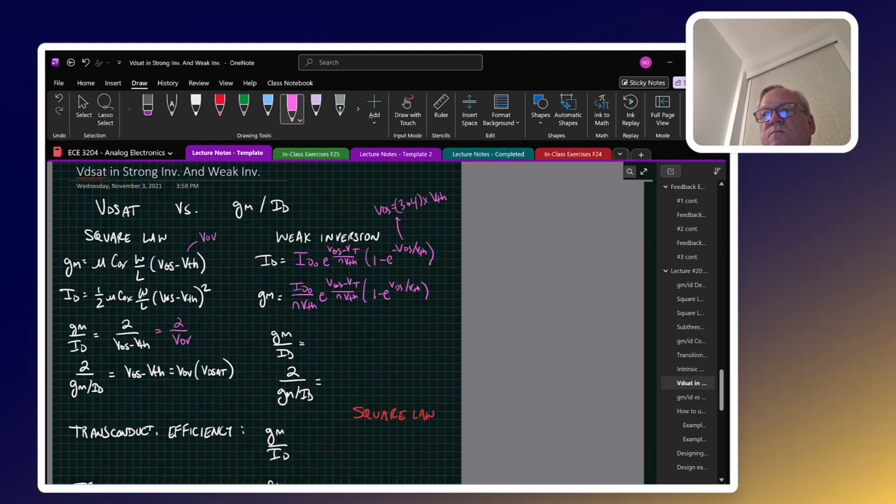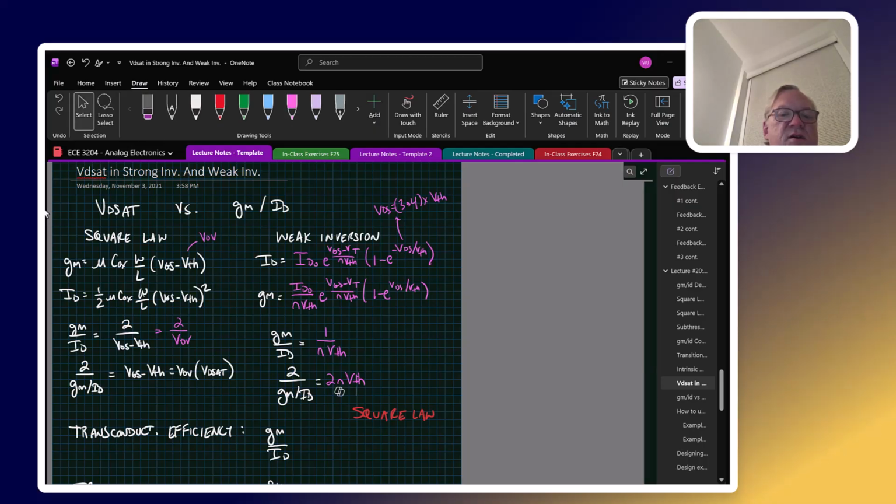And if we take the ratio of these two things, we find that GM over ID is equal to 1 over N times VT. And ultimately, 2 over GM over ID is equal to 2 times N times VT, or about 3 to 4 times VT. And that essentially is finding the saturation voltage for weak inversion.